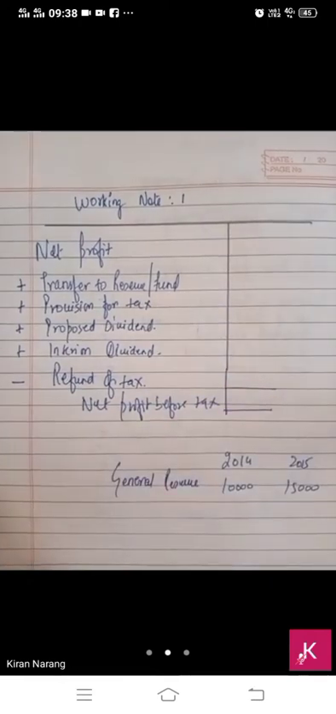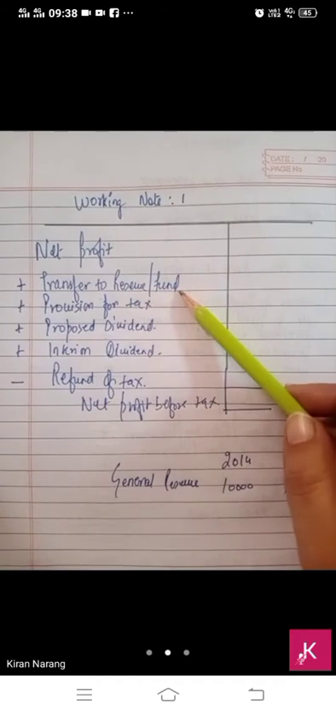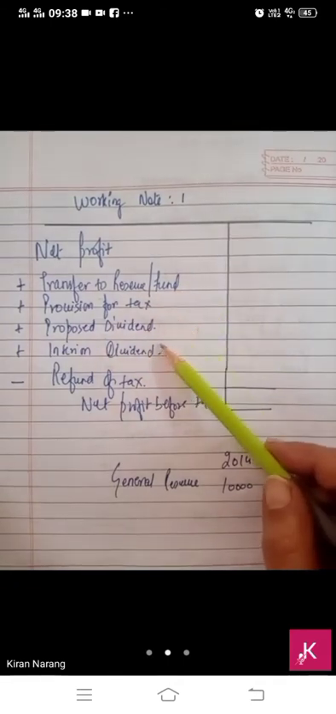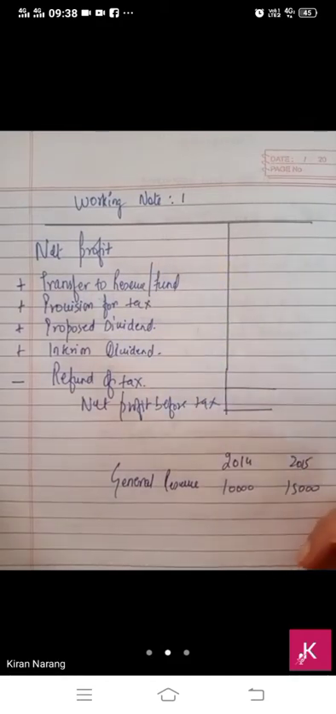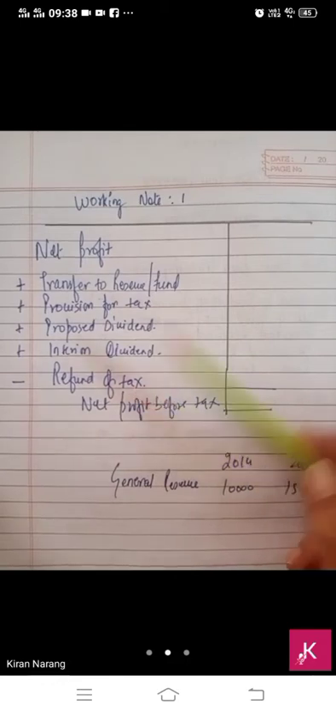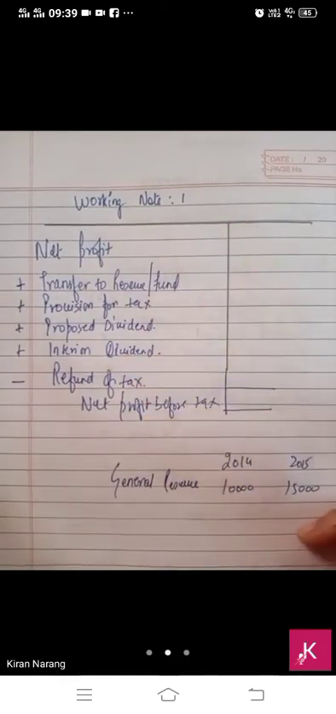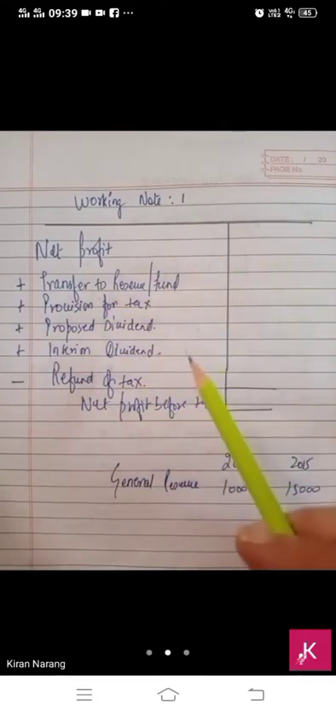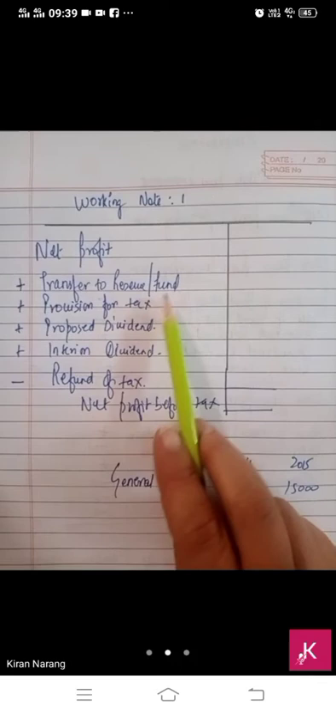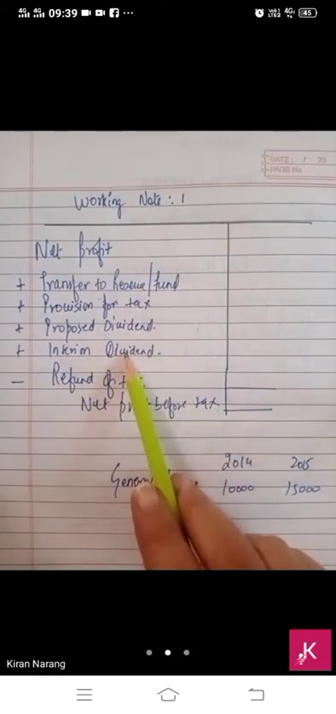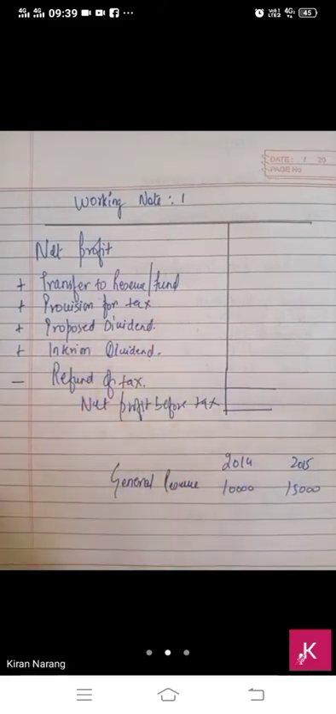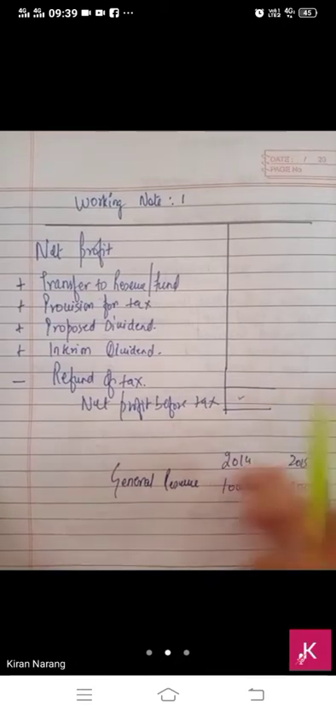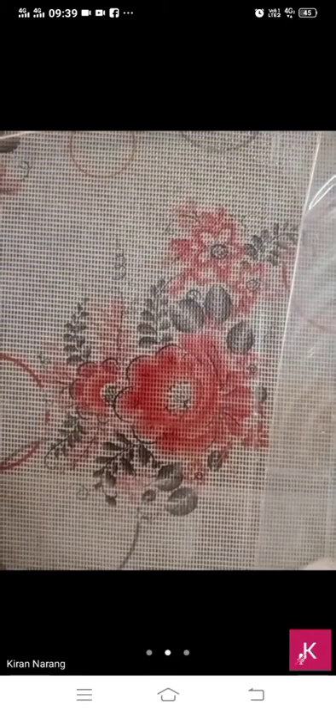You have to learn that these items will be recorded in the working note. Net profit of the year, transfer to reserve and fund, provision for tax, proposed dividend, interim dividend. These 4 items, if given in the question, you have to make a working note for them. And if refund of tax is given, you will subtract it from the working note. This is the working note. You have to record net profit of the year. If these 4 items are given to you, you have to add them up: transfer to reserve and fund, provision for tax, proposed dividend, interim dividend, and subtract refund of tax. Then your answer will be net profit before tax, and that answer will be transferred here.